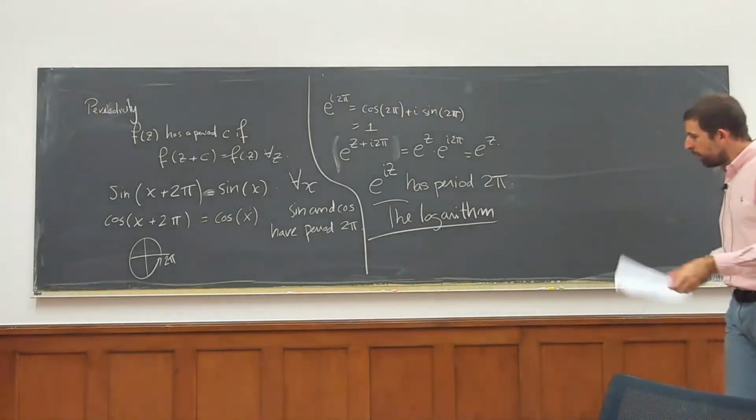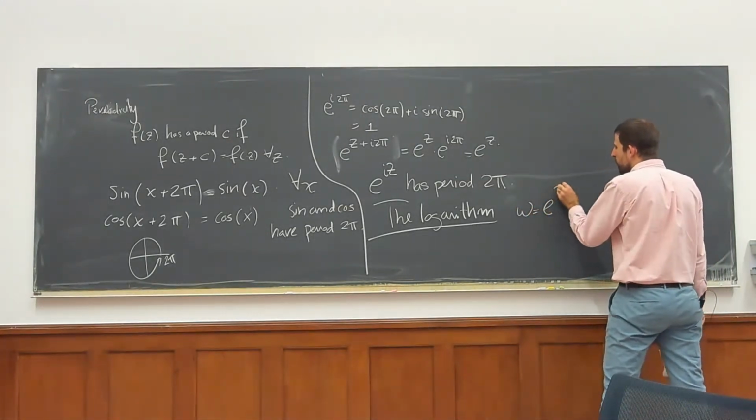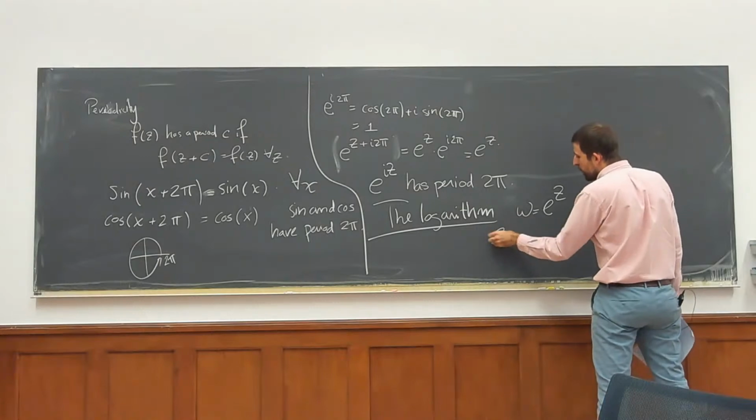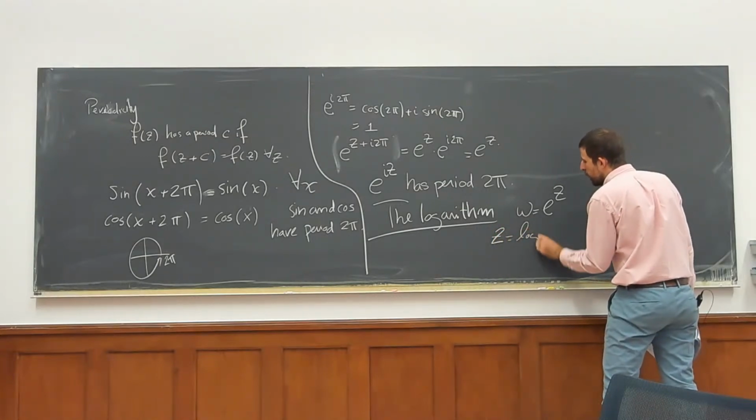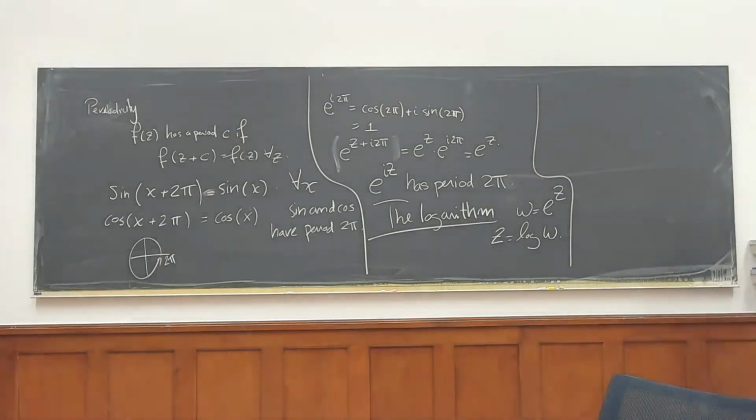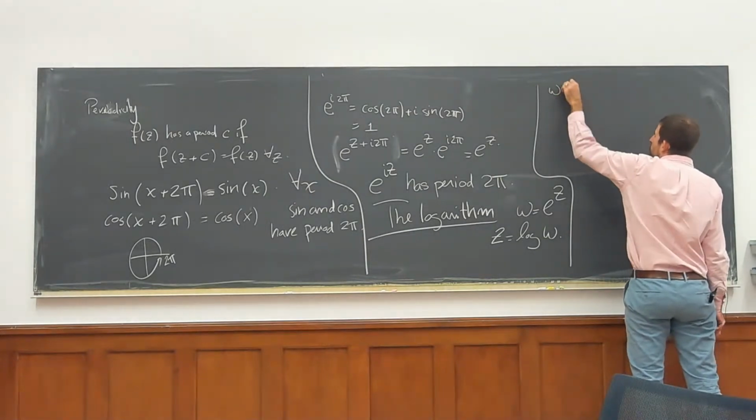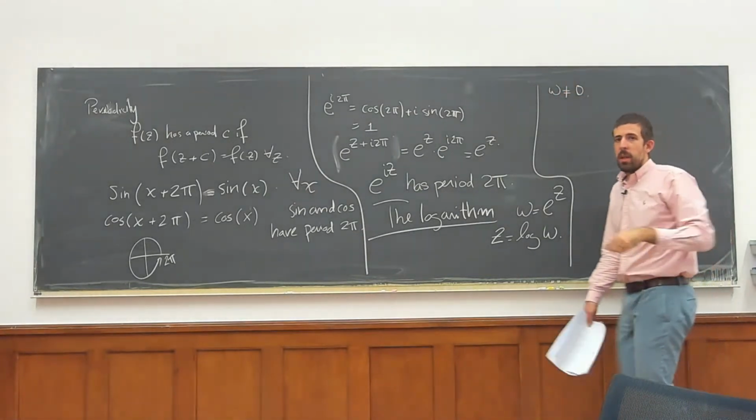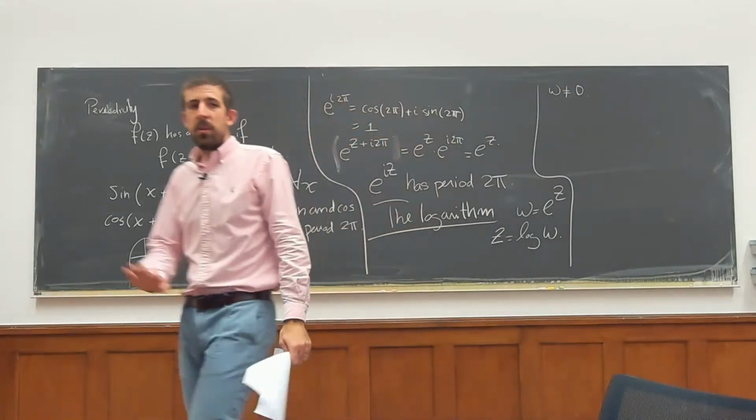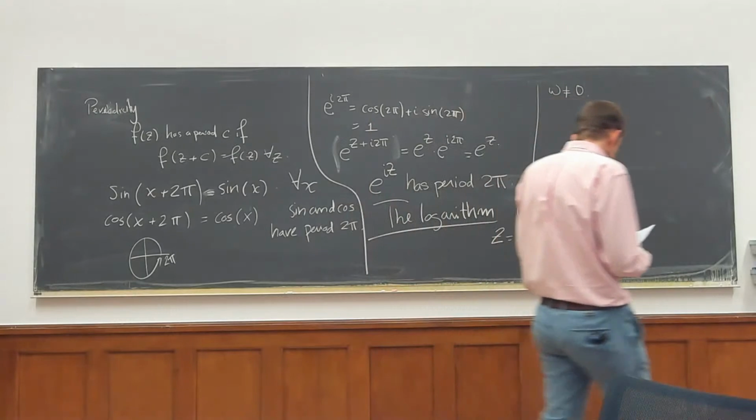The logarithm is simply this: if I have that w is equal to e to the z, then I want to define z as the logarithm of w. That's how we define the logarithm also over the reals. So a few things become immediately obvious, which is that w cannot be 0, so we can only define the logarithm of things that are non-zero. If something is 0, then there's no way we can define the logarithm.